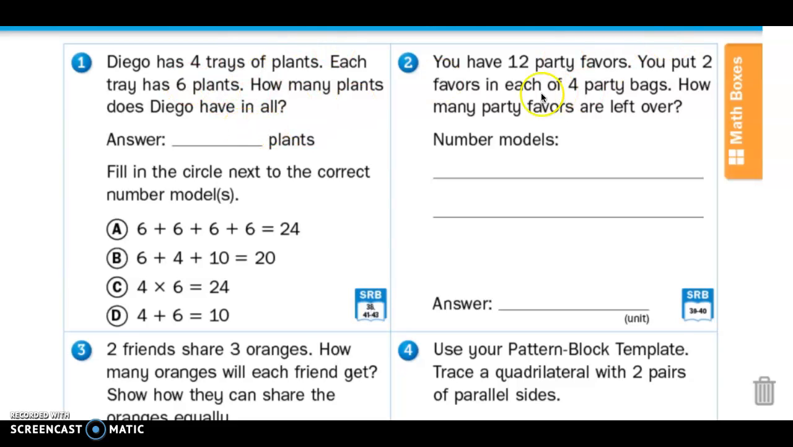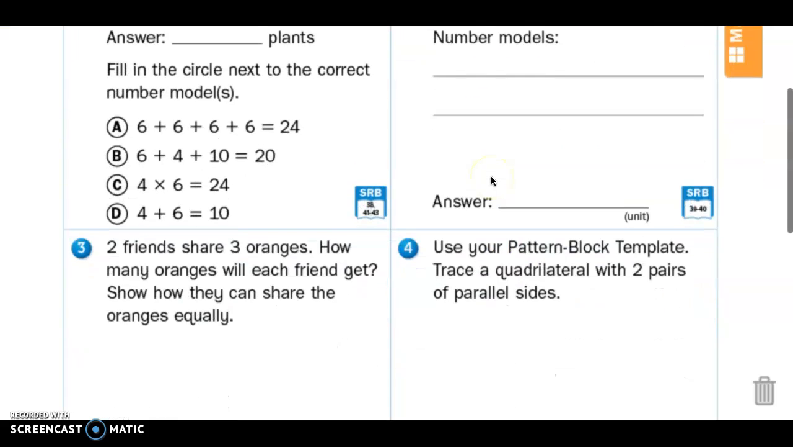Good. Number 2, you have 12 party favors. You put 2 favors in each of 4 party bags. How many party favors are left over? Remember, when we have leftovers or extras in math, that's called remainders. And it says number models, so draw more than one number model to figure this out. Your answer with units: how many were left over? How many remainders did we have after our number models?